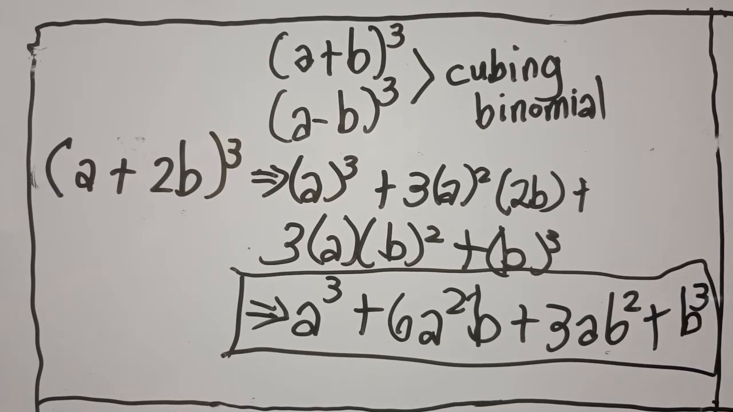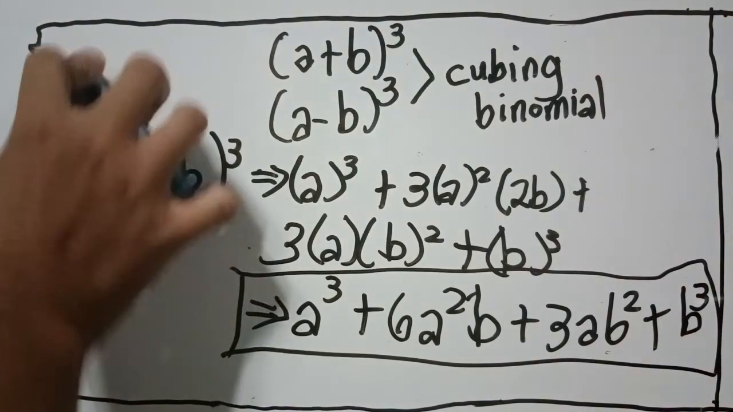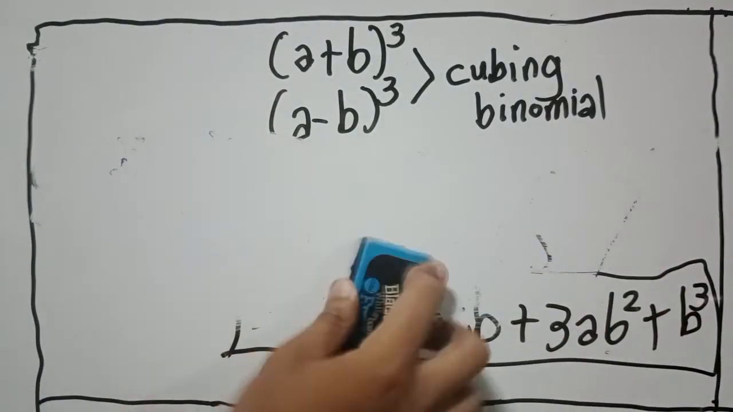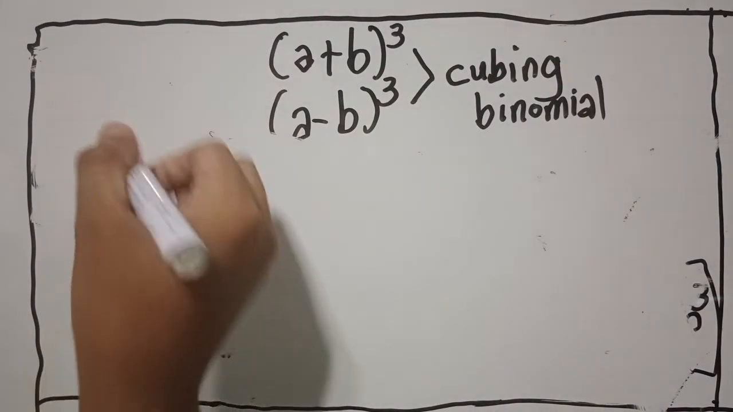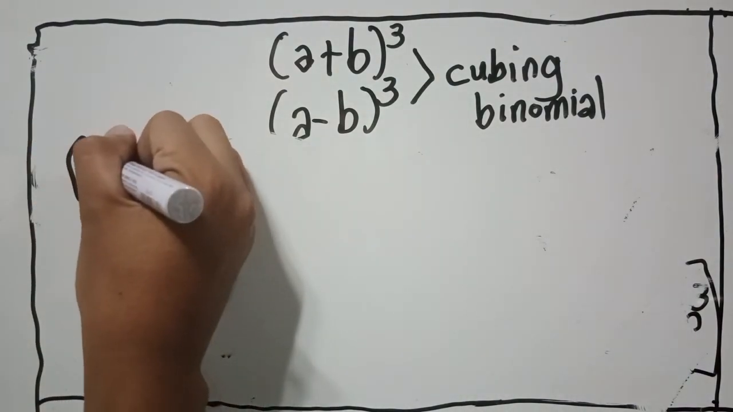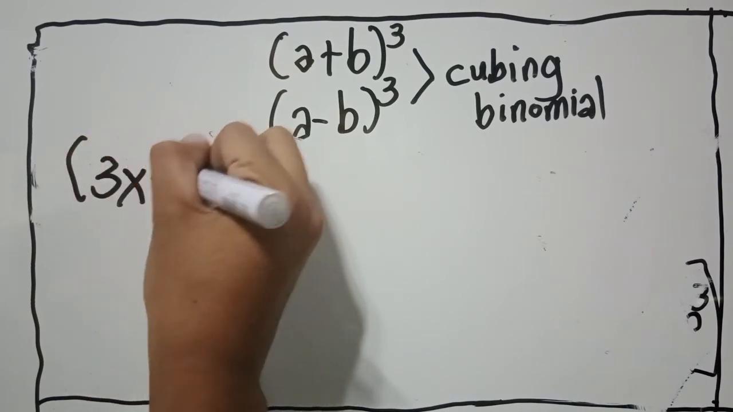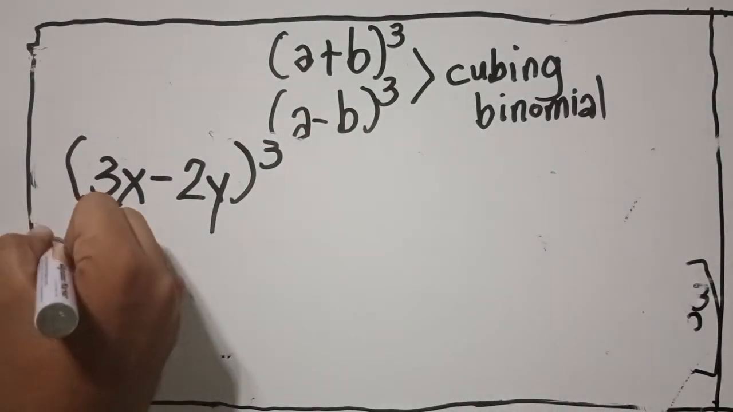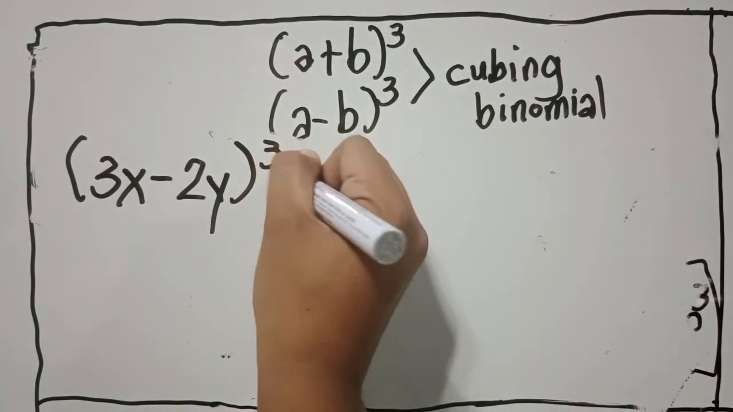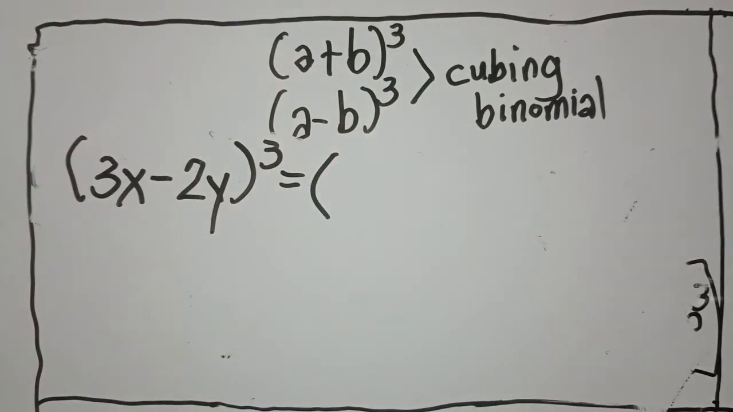So let's try to solve if the operation involved is a difference, or the minus sign. Say, for example, we have here 3x minus 2y cubed. So I'll just put it here. The cube of that is, let's follow the rule.